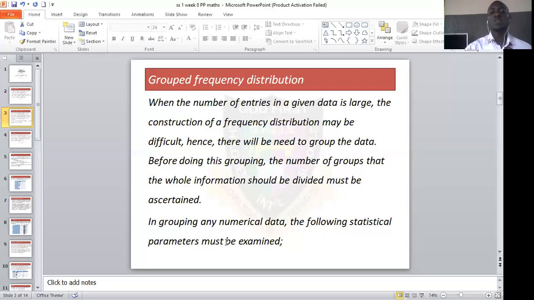So in grouping any numerical data, the following statistical parameters must be examined. So what are these parameters? Number 1, you have your class interval, which is most important. You have to know it very, very well.